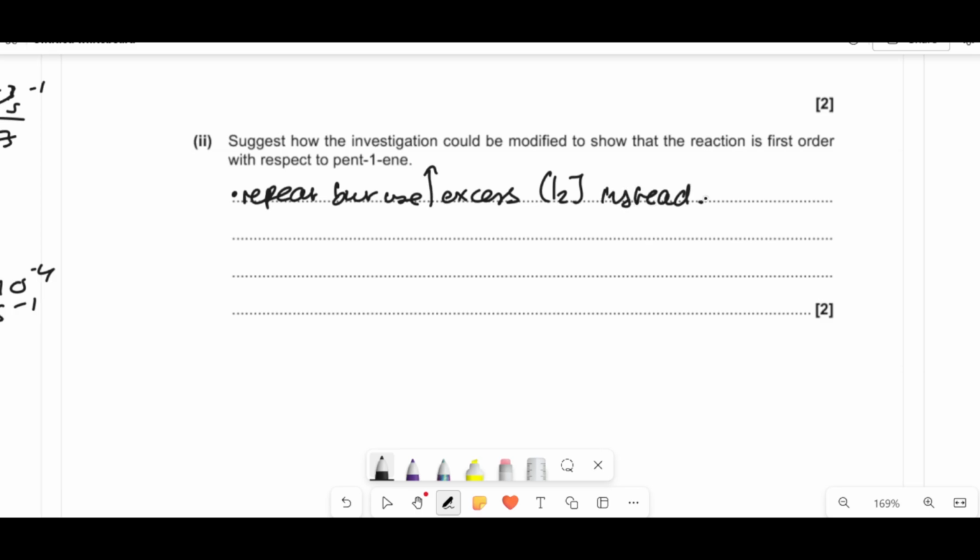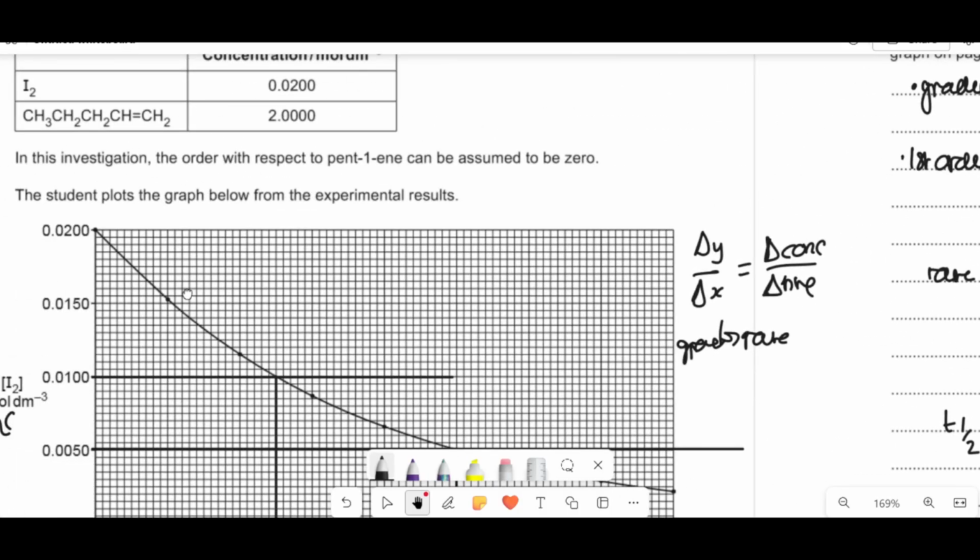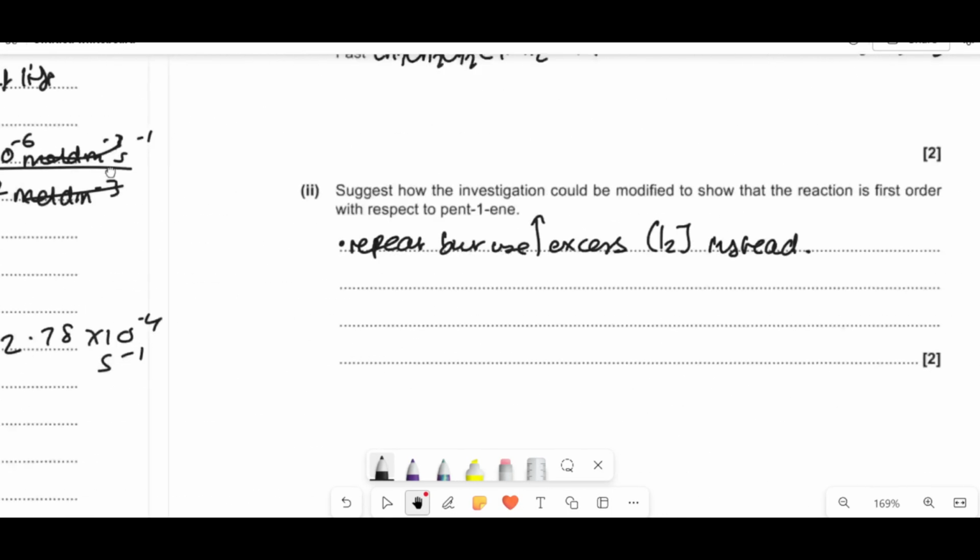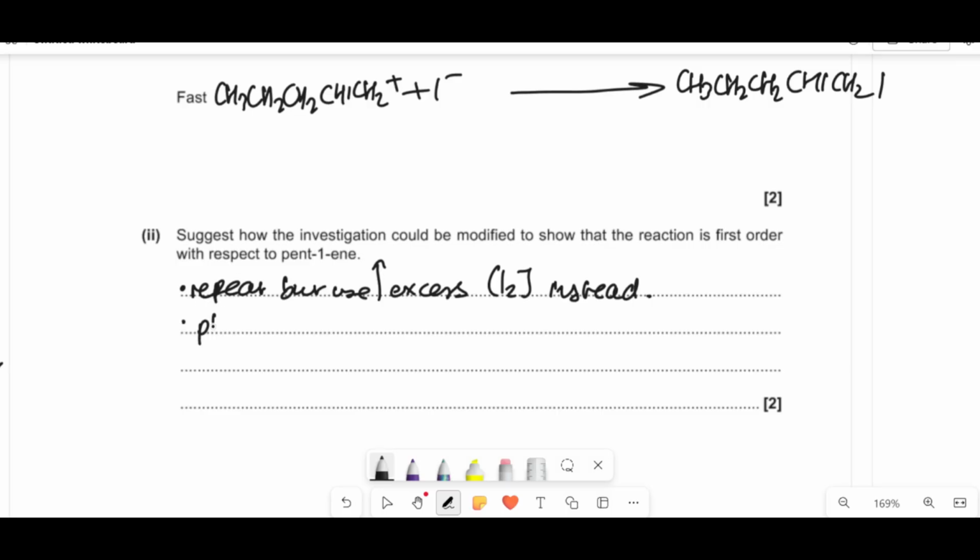And what you would do now, if you have a look at the graph that they plotted, is concentration of I2 against time. We're not going to do the same thing. We're now going to plot the concentration of CH3CH2CH2CHCH2 over time instead as well.